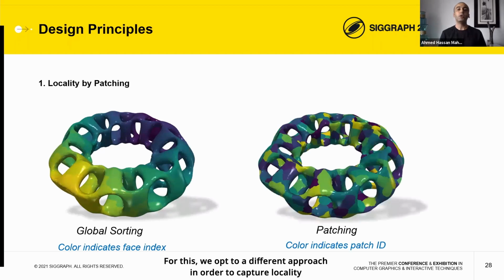For this, we opt for a different approach in order to capture locality, which is batching. With batching, we subdivide the input mesh into small batches that can fit into shared memory and perform all query operations inside the shared memory. This guarantees that we are always able to exploit the highest memory bandwidth, even if the mesh attributes are used during computation, which is always the case.